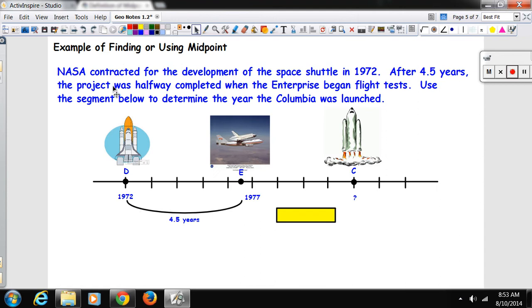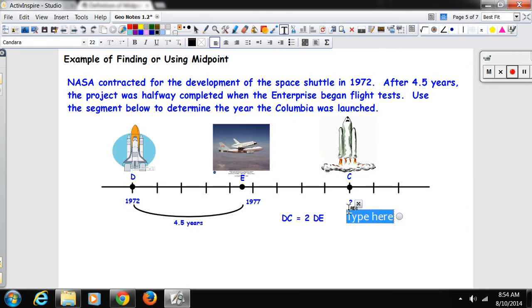Now, an example of finding or using a midpoint. It says NASA contracted for the development of the space shuttle in 1972. After 4.5 years, the project was halfway done, when the Enterprise began first flight tests. Use the segment below to determine the year it was launched. So if we went 4.5 years from 1972, that would be 1976.5. If you went 4.5 more years, that would be a total of 9 years. So from 1972, this would be 9 years later, 1981.